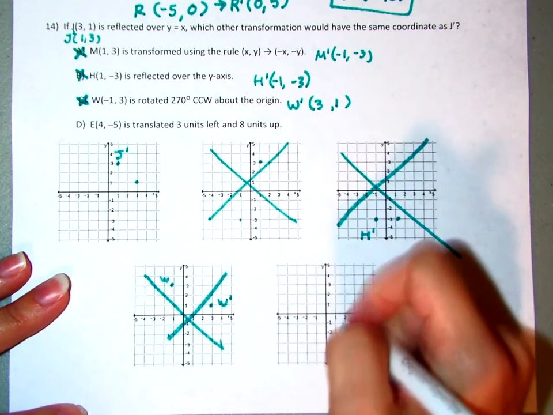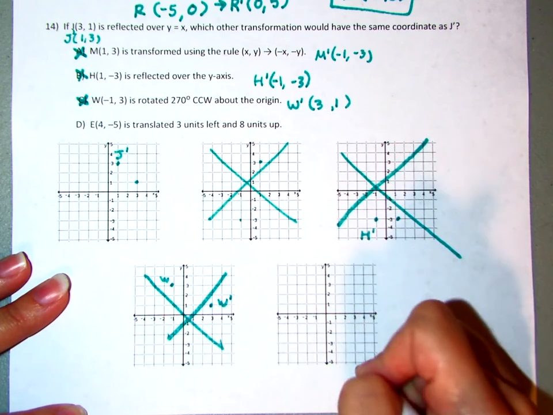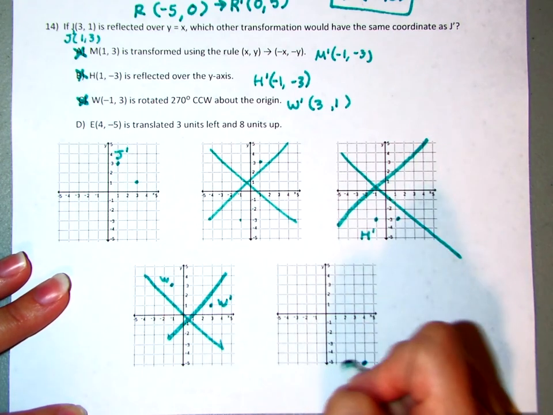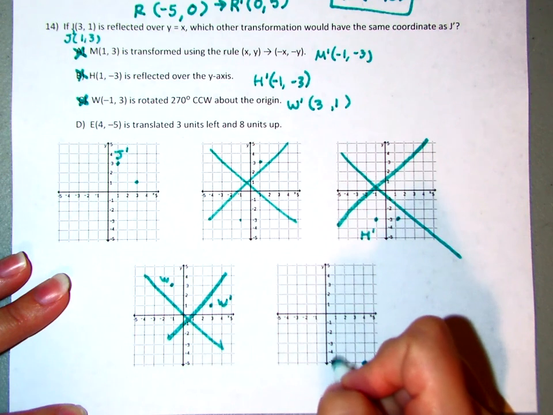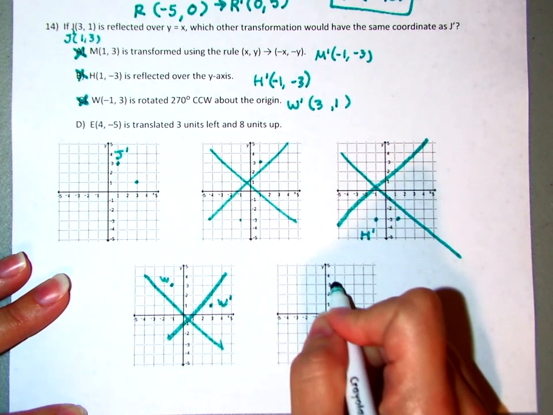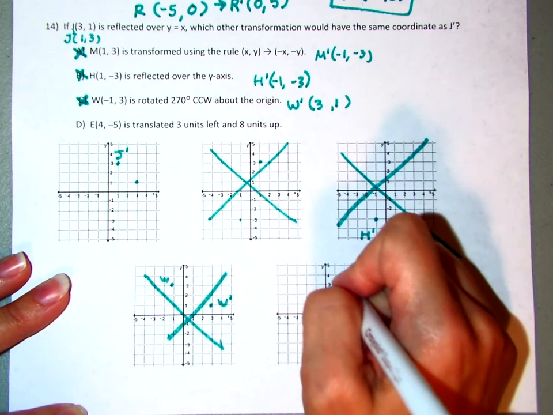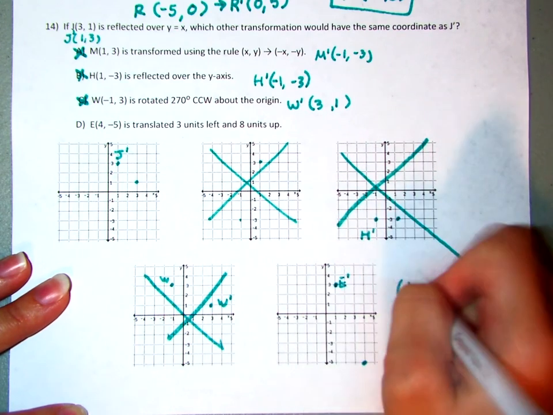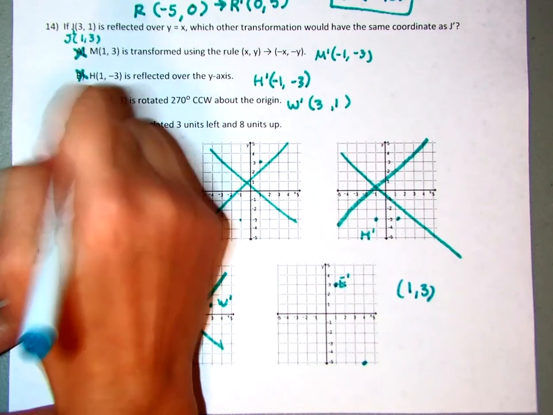On D, we say that we have the point (4, -5), and we're going to be going 3 units to the left, 1, 2, 3, and then we're going to go up 8. 1, 2, 3, 4, 5, 6, 7, 8. And when I do, for my E prime, I'm going to get the ordered pair (1, 3), which is the same as the J prime. This is my answer.